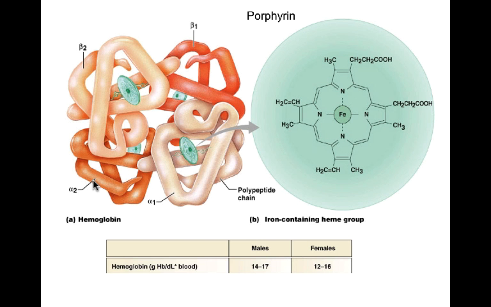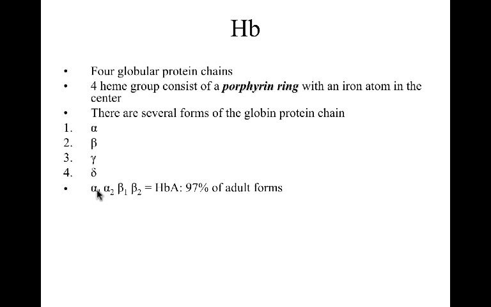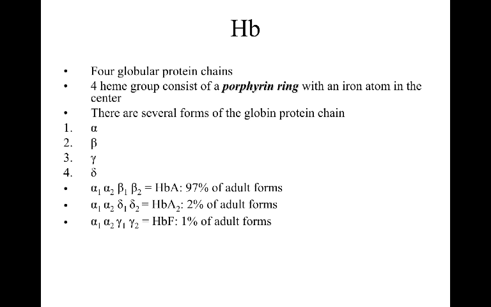We call it hemoglobin F for fetus, and hemoglobin F has much higher affinity for oxygen than this one, which is hemoglobin A. Hemoglobin A, which is alpha 1, alpha 2, beta 1, beta 2, creates over 97% of our hemoglobin. 2% of hemoglobin that we have in our blood is alpha 1, alpha 2, delta 1, delta 2. That is called hemoglobin A2. And 1% contains hemoglobin F, which is alpha 1, alpha 2, gamma 1, and gamma 2.